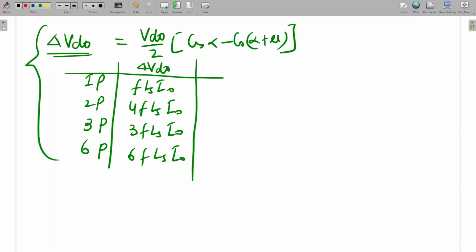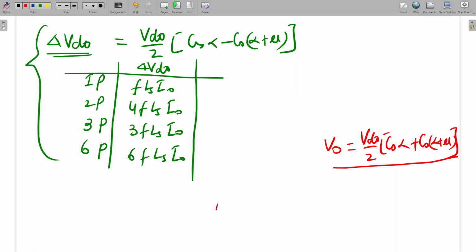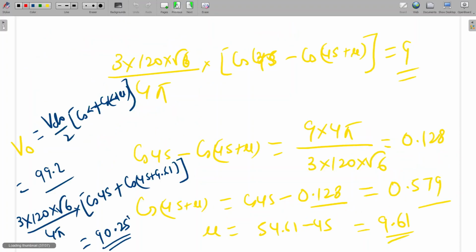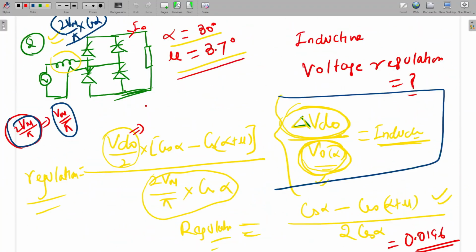Okay. And V naught will be Vd0 upon 2 into cos alpha plus cos alpha plus mu. This is for all converters except the single pulse. For single pulse it will be Vd0 upon 2 into 1 plus cos alpha plus mu. I think this was the formula for single pulse. Already we have derived it. We'll go to the starting. One second.